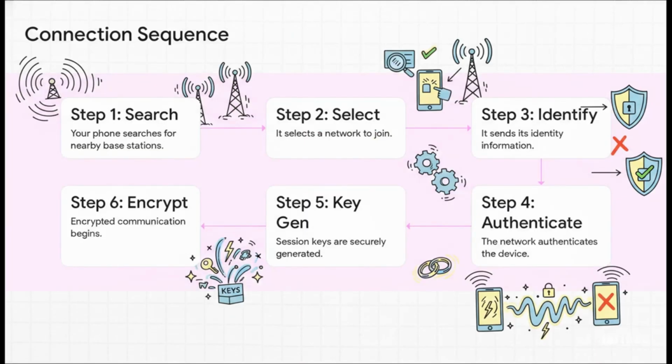So let's trace this journey right here on the slide, step by step. First, you power on your phone, and it starts sniffing around for nearby base stations. Then it picks a network it wants to join and sends over its identity info. Now, here's the magic part. Step 4. The network challenges the device to prove it's legit. And only after that proof is accepted does the system securely cook up some temporary session keys. And finally, with those keys in place, and only then, can encrypted communication actually start. It's this precise, security-obsessed dance. Every single time.